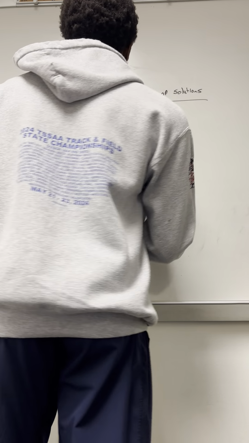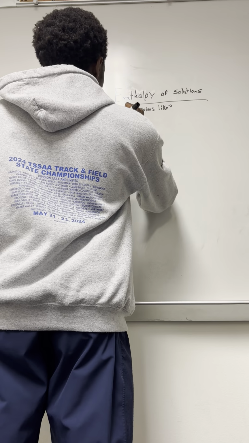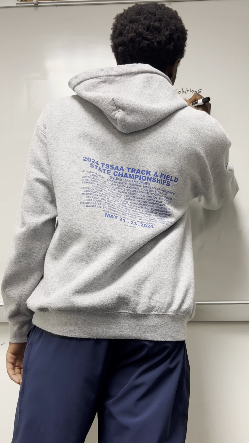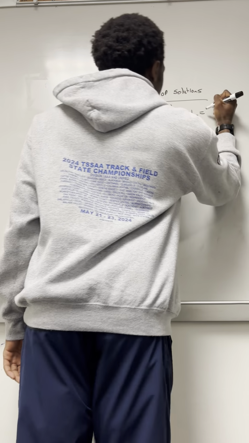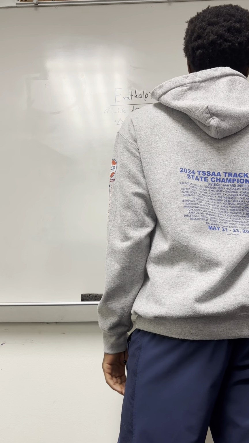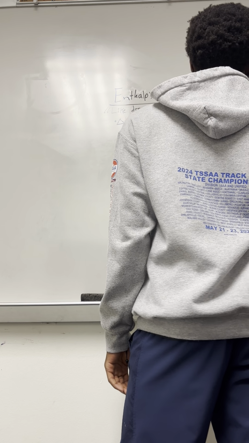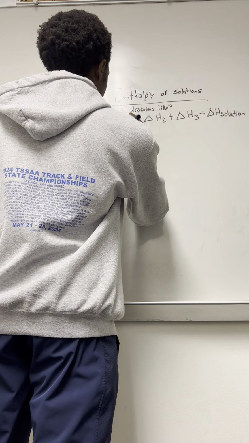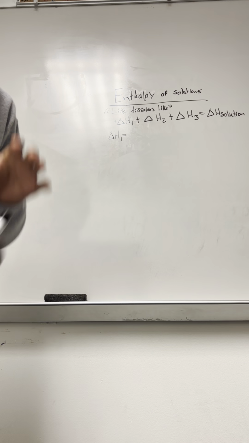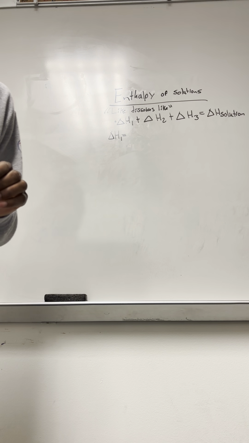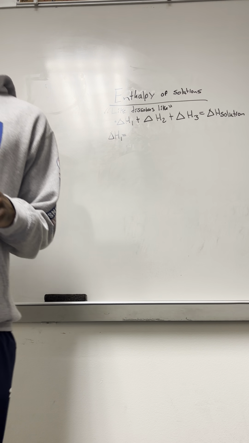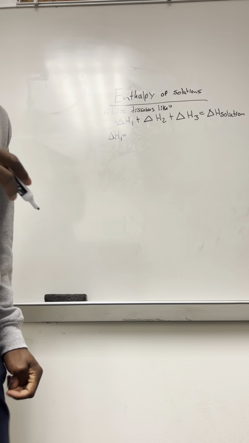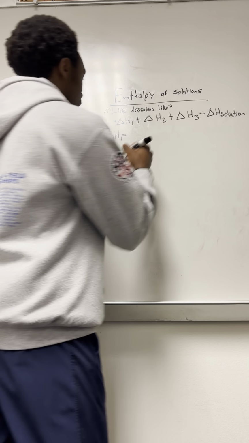The basic equation for the enthalpy of a solution is as follows: delta H1 plus delta H2 plus delta H3 equals the delta H of solution. The first one, delta H1, deals with the breaking down of the solute, and basically you have to determine the intermolecular forces of it. Based on the strength of the intermolecular forces of the solute, that's how much energy it's going to take to break it down, and this will always be a positive value.